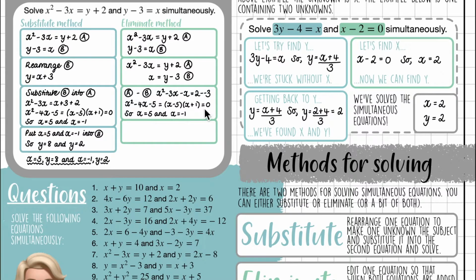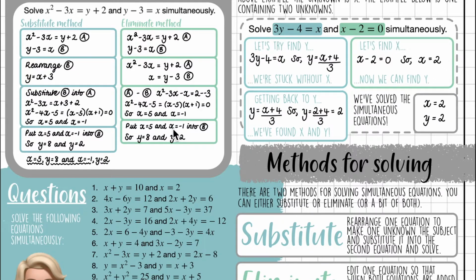Again, we've got to a quadratic, so in order to solve it, we have to factorise. And we get to the solutions x is 5 and x is minus 1. So what we do is we take these values of x and plug them back into an easy equation up here. So if we have x as 5 and plug it into here, then we have y minus 3 is 5. Bring this 3 across, we get y is equal to 8.